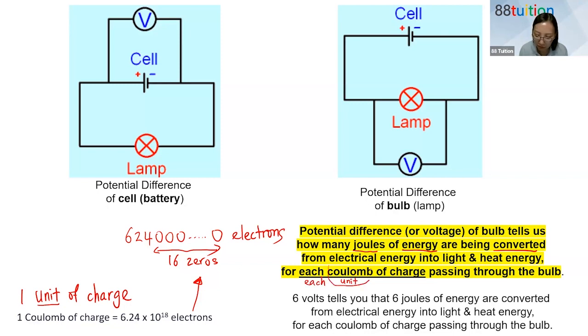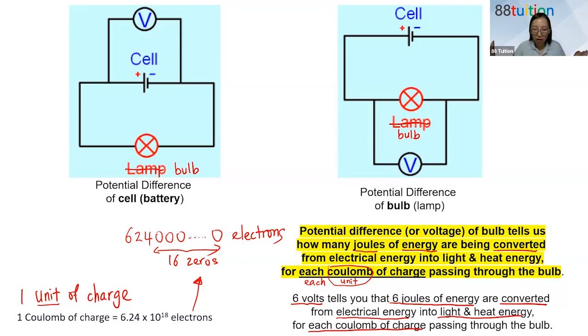So coulomb here means unit. For example, if you have a 6 volts battery, or in this case, a 6 volts light bulb. Now, this lamp means the light bulb. I can change it to bulb if it makes it clearer for everyone. If you have a 6 volts light bulb, it means 6 joules of electrical energy is converted into other forms of energy for each unit of charge passing through the light bulb. So for 1 unit of charge, which is many, many electrons passing through the light bulb, 6 joules of electrical energy is converted to other forms of energy.